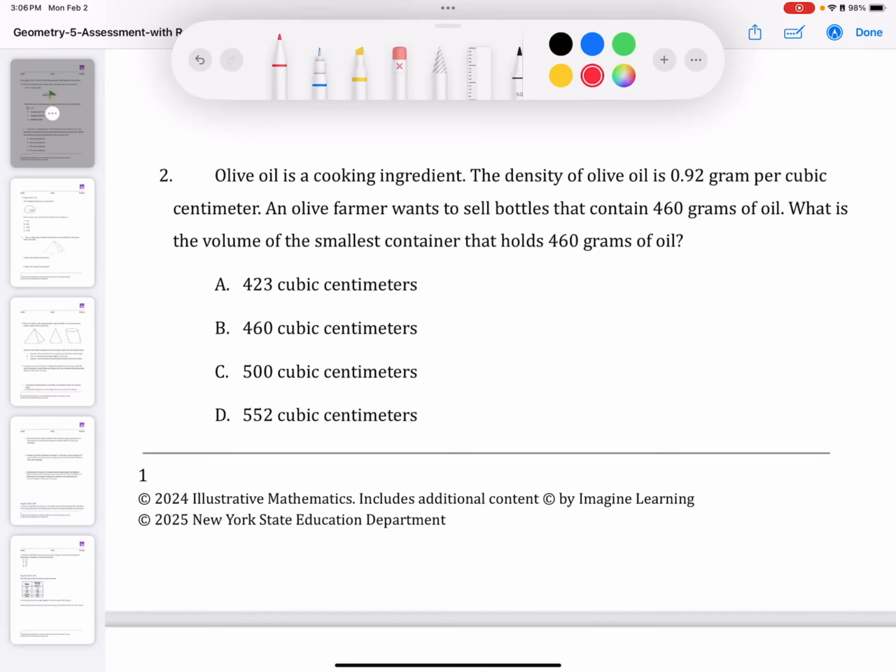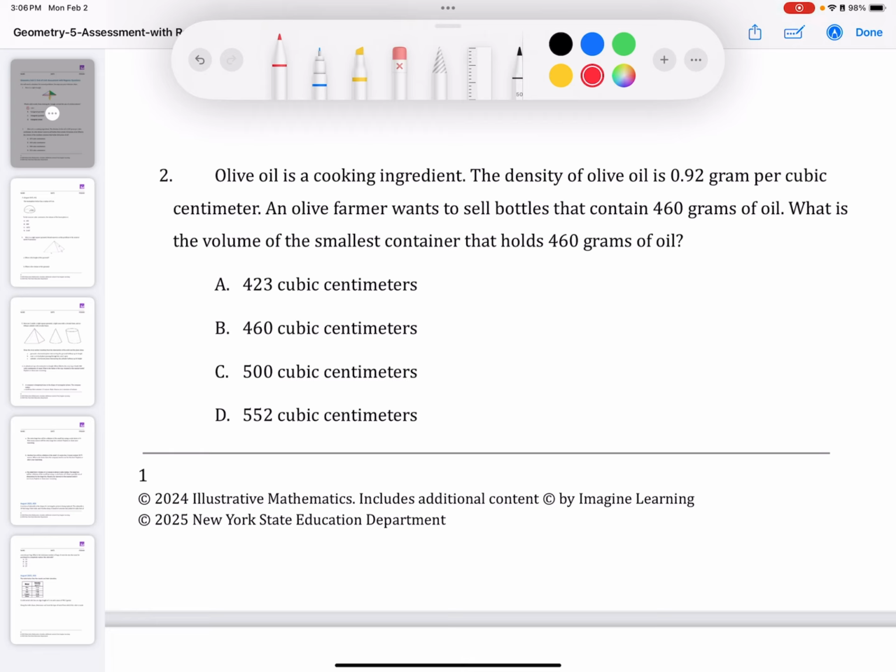The second question to our Unit 5 Assessment Study Guide is: olive oil is a cooking ingredient. The density of olive oil is 0.92 gram per cubic centimeter. An olive farmer wants to sell bottles that contain 460 grams of oil. What is the volume of the smallest container that holds 460 grams of oil?